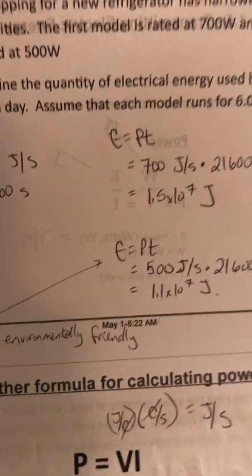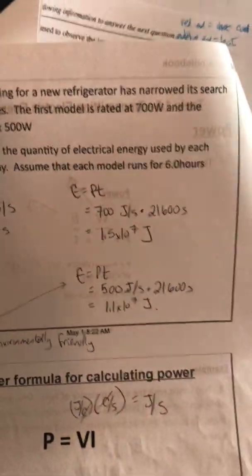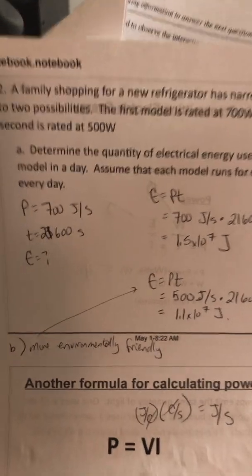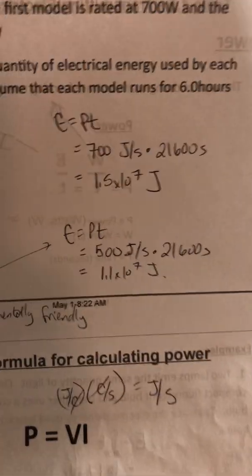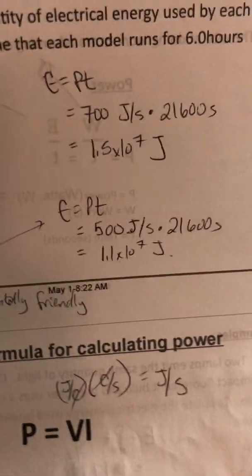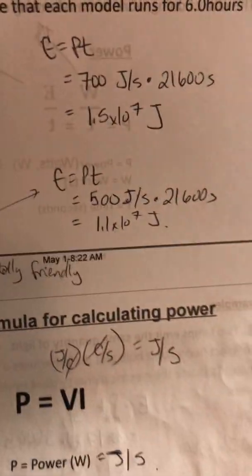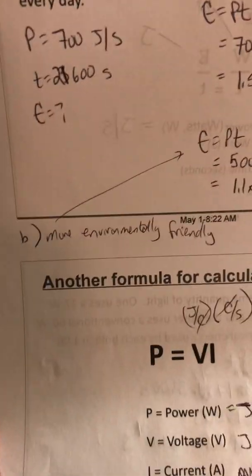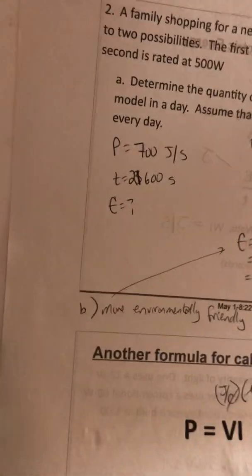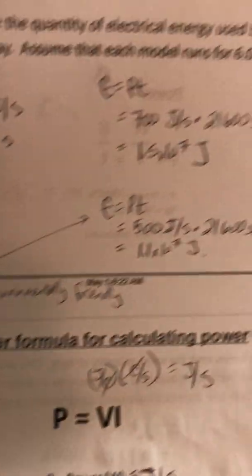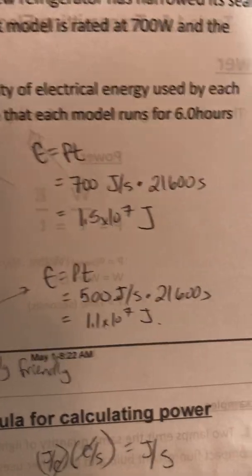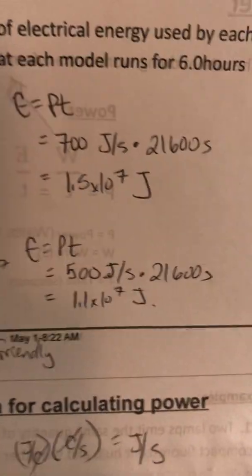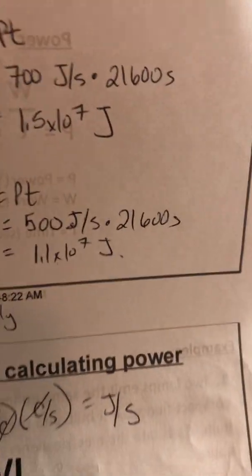When we're looking at our equation, we rearrange it. So we take our power in joules per second, so 700, multiply it by our time in seconds. Again, you have to convert the hours into seconds to give you 1.5 times 10 to the 7 joules. Question B basically asks which one would be more environmentally friendly. When you compare the two, the second one only uses 500 watts, and that is going to require less energy in order to do 6 hours of work.